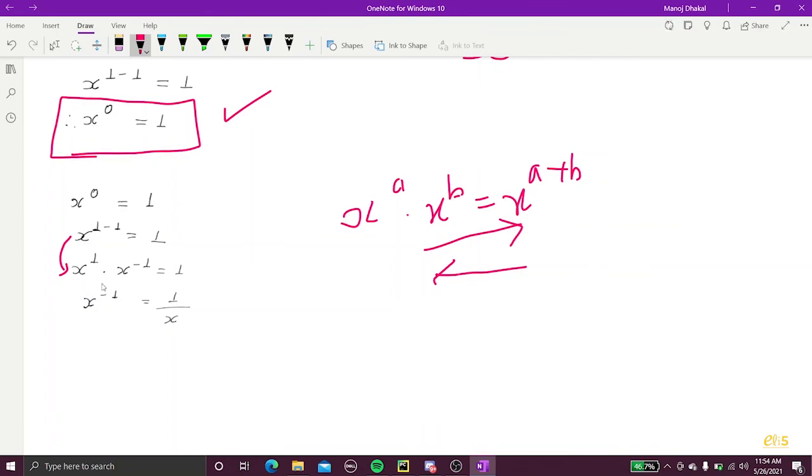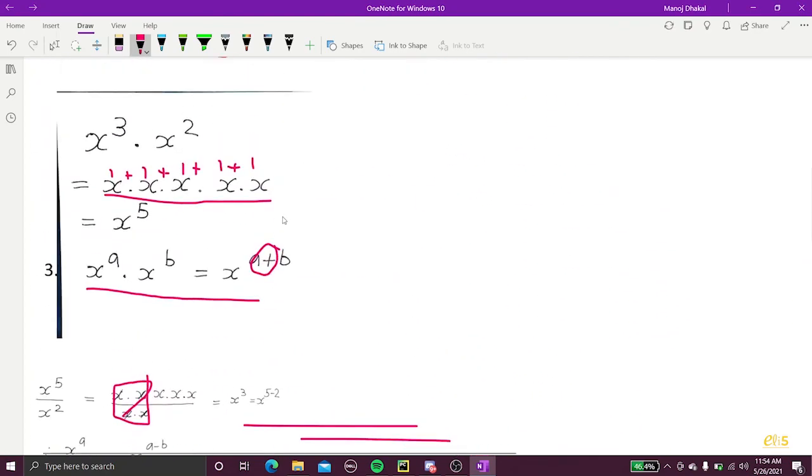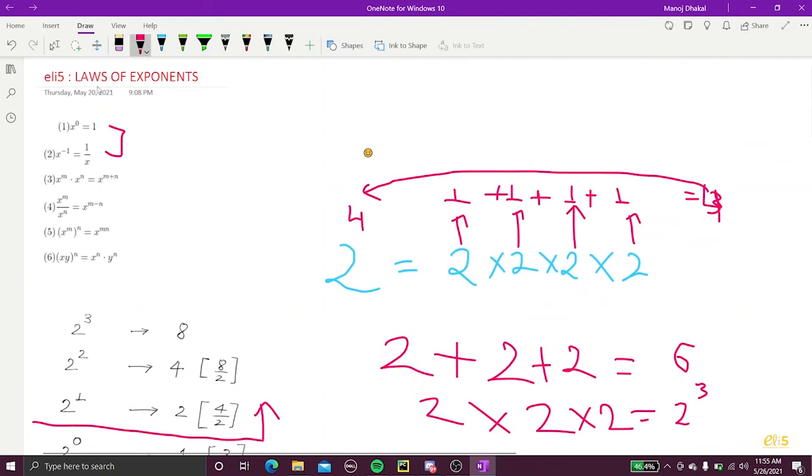If you divide both sides by x, then you cancel these x's together, which will mean that x to the power minus 1 will be equal to 1 by x, and that's how you get the proof of x to the power minus 1 is equal to 1 by x as well. So that's how we complete the chapter, or it's not actually a chapter. This is how we complete how laws of exponents can be intuitively seen, and we try to peek into what's going on beneath these 6 formulas.